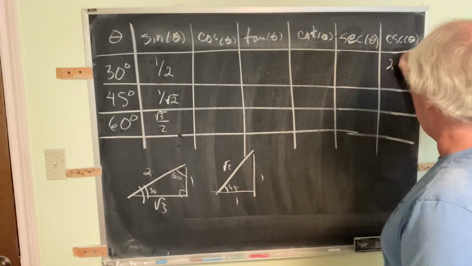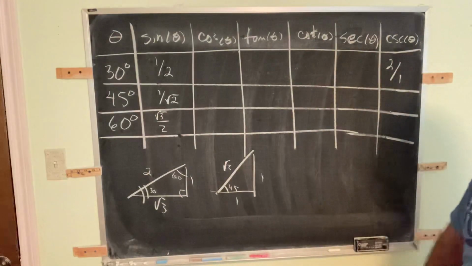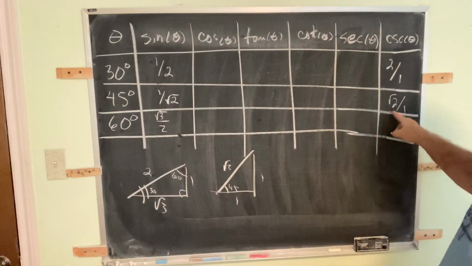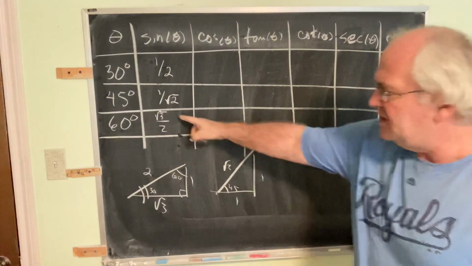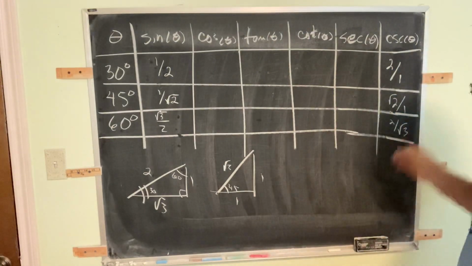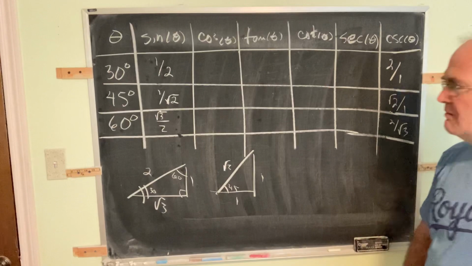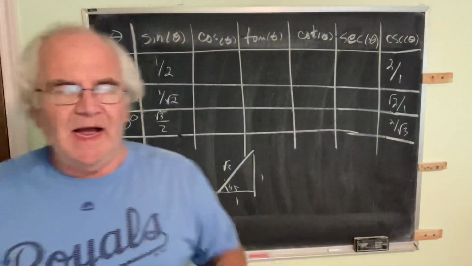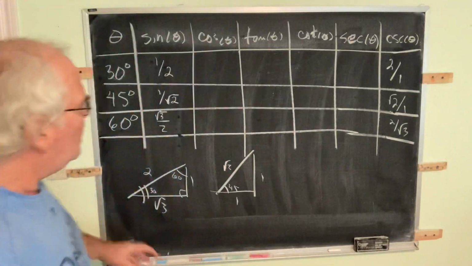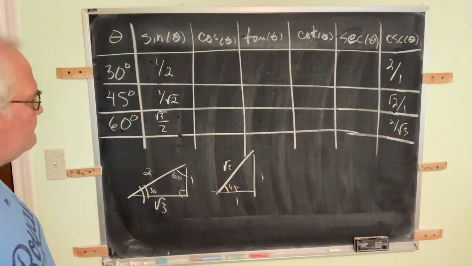So we know this is 2 over 1, or you could simply just write 2. We know this is square root of 2 over 1, or we could just write the square root of 2. And this is 2 divided by square root of 3. And again, you don't need to change the form. So if you know sine, you know cosecant. Well, now we got cosine.